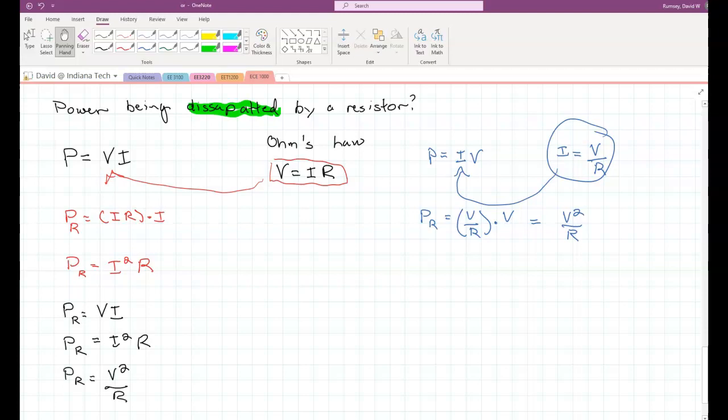So let's look at one example here. And I'm going to do this one example to show another way you can work with units. So suppose a resistor has 4 milliamps of current going through it.